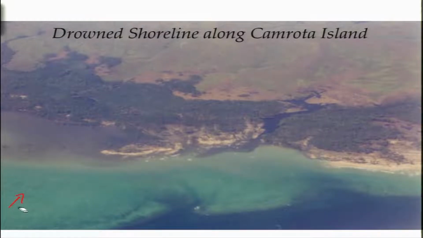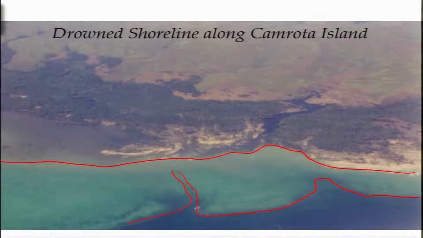Clearly you can make out the drowned shorelines, and if you draw this, you can see it here. There are small channels here, and this is the present shoreline here. But again this portion, if you clearly see, there is a clear difference over here. And then you have a channel which is similar to this, so the ancient channel here.